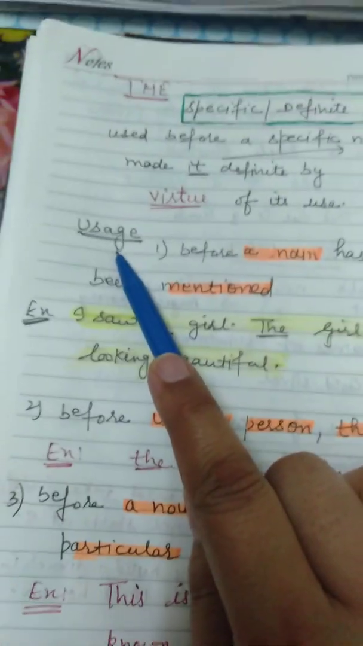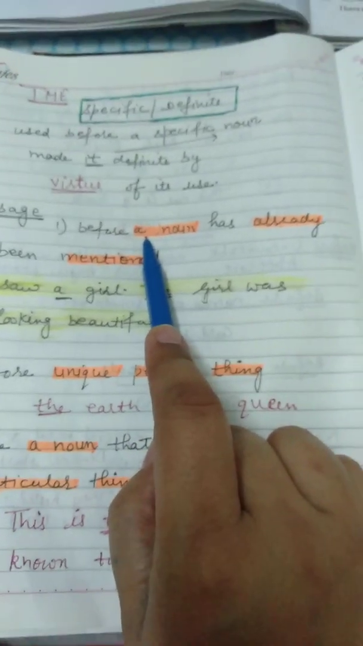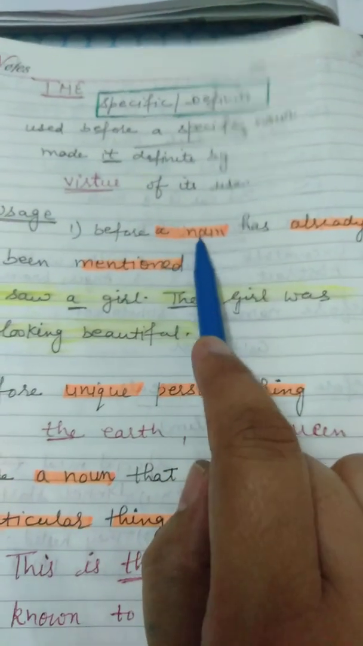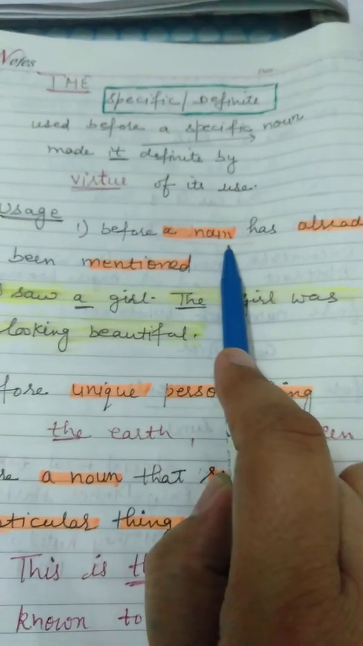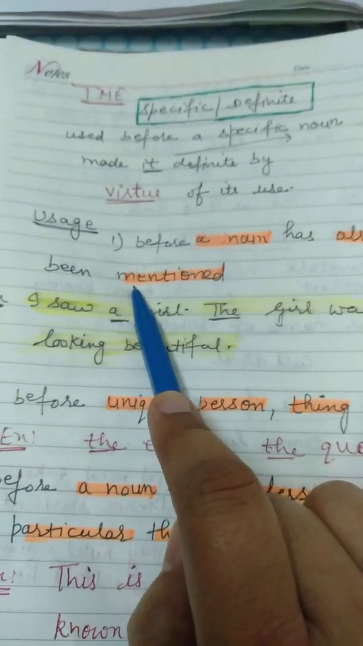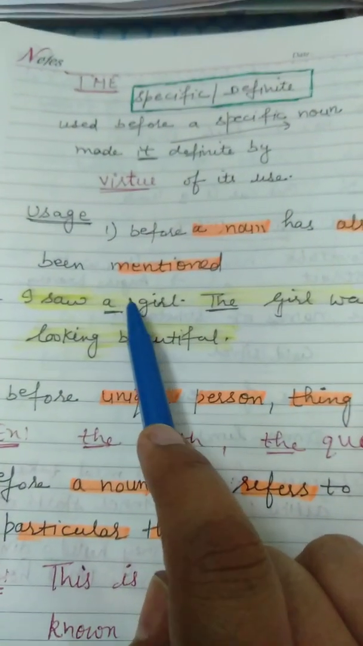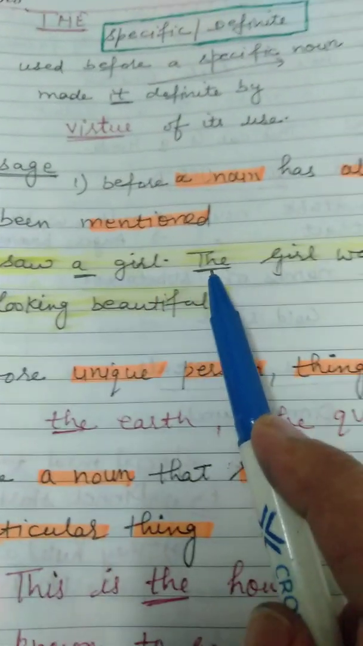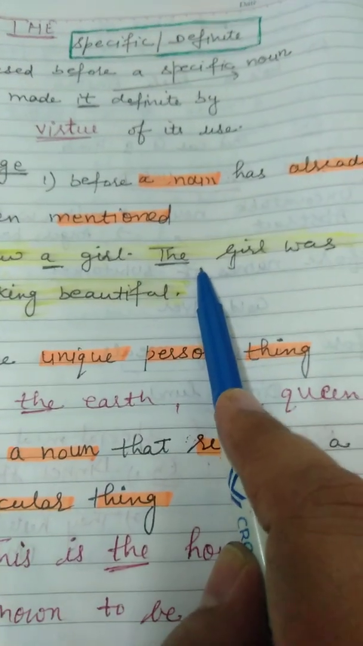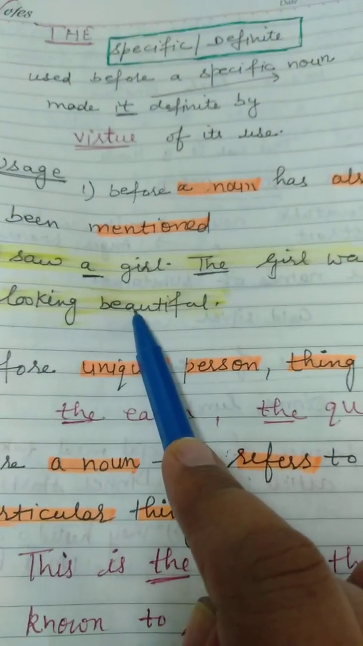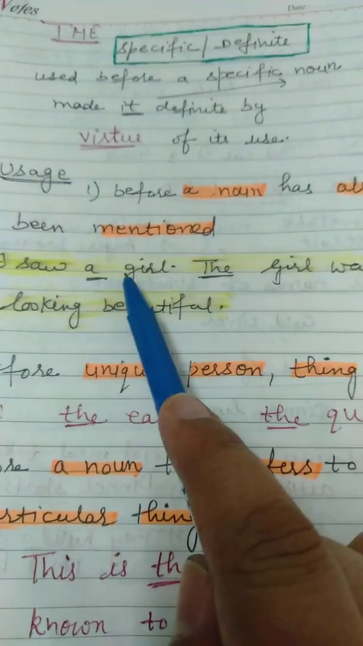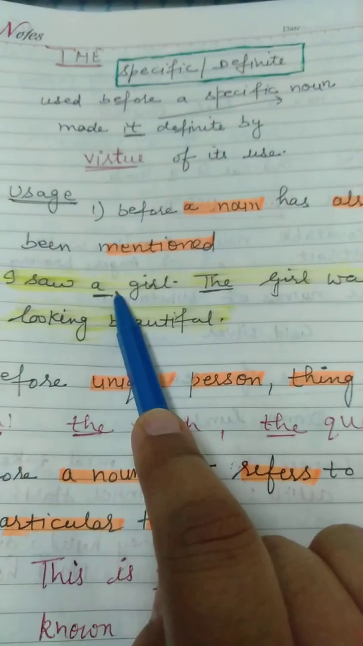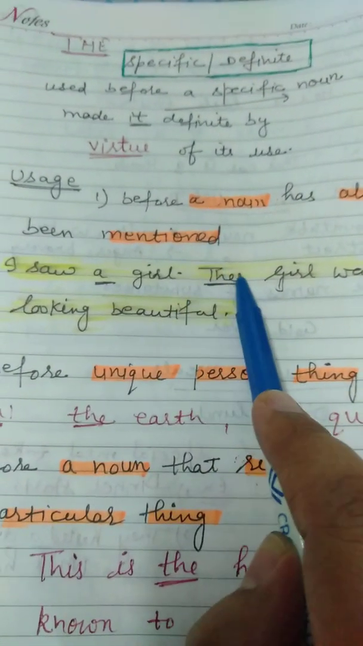So here are the uses. Before a noun that has already been mentioned, means the is used before a noun about which we have talked earlier. See the example, I saw a girl. Here we are talking about a girl normally. A girl, any girl it can be. In the next sentence we are talking about the girl. The girl was looking beautiful. So in the second sentence we are talking about this girl only. We have given the reference of this girl firstly. That's why here the is used.